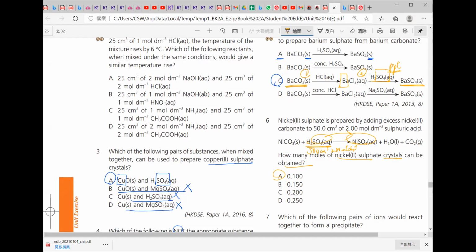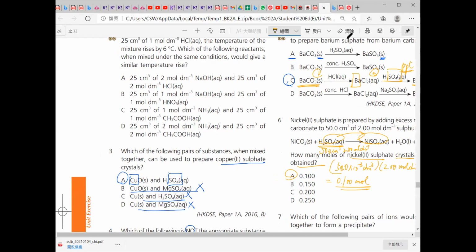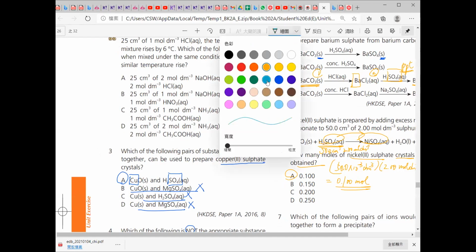Okay, so it is 50.0 times 10 to the power minus 3 dm cube, and this volume times the molarity, which is 2.00 mole per dm cube. So we may get it as 0.100 mole. So this is question 6. Is that clear? Does anyone have questions here? Is there anyone who doesn't know how to do it?